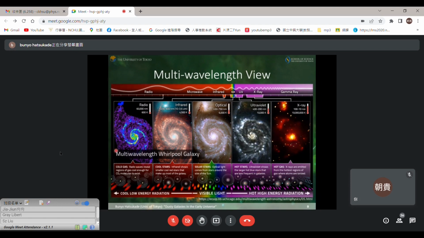For example, in the radio band, this figure shows the distribution of cold gas, which is the fuel for star formation, and infrared traces cool stars and also dust. At optical wavelengths, we can see the distribution of stars. In the ultraviolet, we also see the distribution of stars, but especially young, massive stars. And in the X-ray, we can see very high energy events such as supernova remnants or galactic activity in the center of the galaxy.